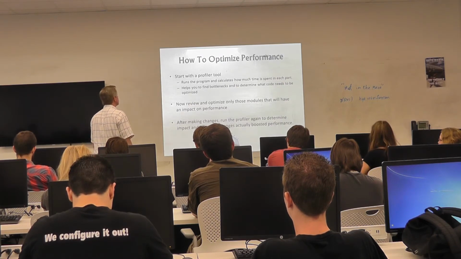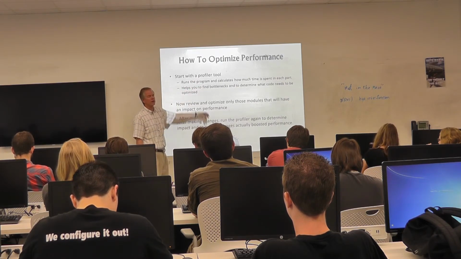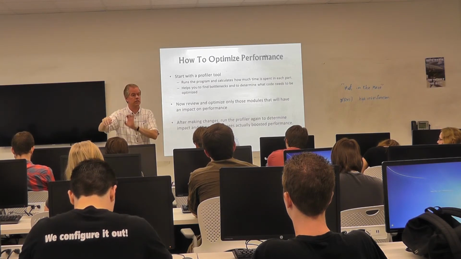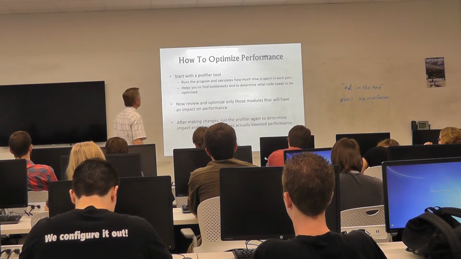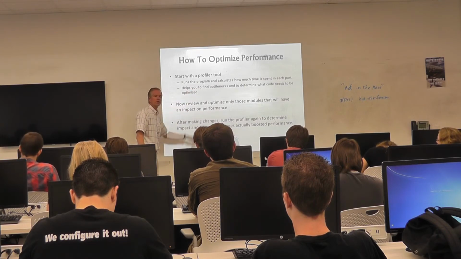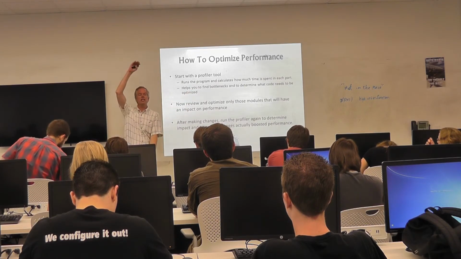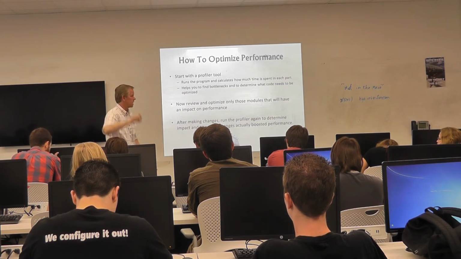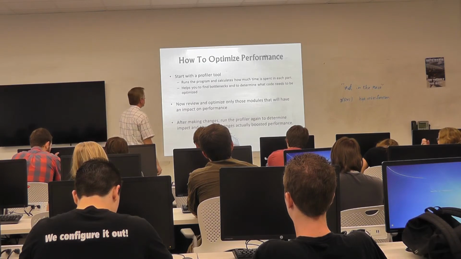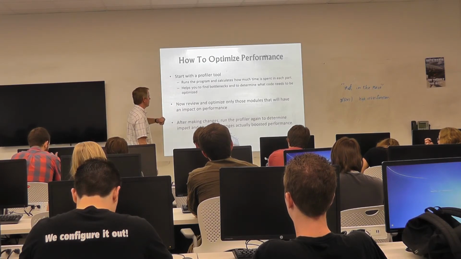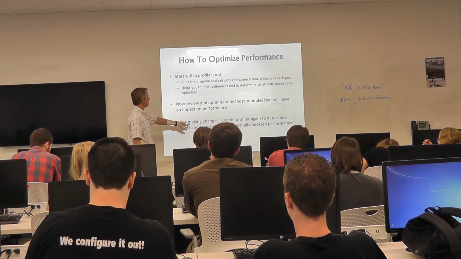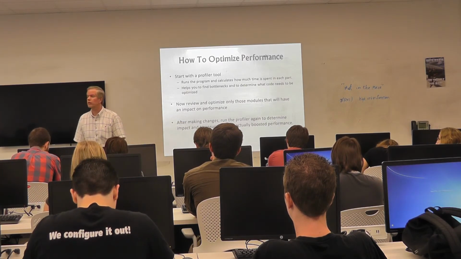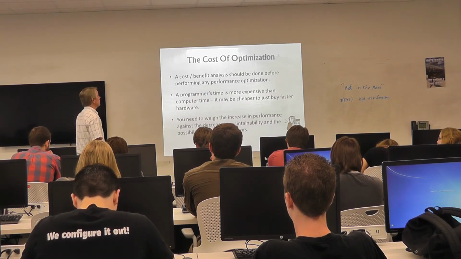How to optimize performance? Well, we can start with these fancy things called profiler tools, which you run, and what they do is say where your program is spending all of its time. And once you know that, you figure out where your bottlenecks are, and then you know where you should make changes in your code. Because you don't want to change everything in your code to make it run faster, because it probably doesn't run most of your code most of the time. It's just for the bottlenecks. You review and optimize those places where you have an impact on your performance. But of course, after you do that, you have to run the profiler again to see if you've helped or hindered things.